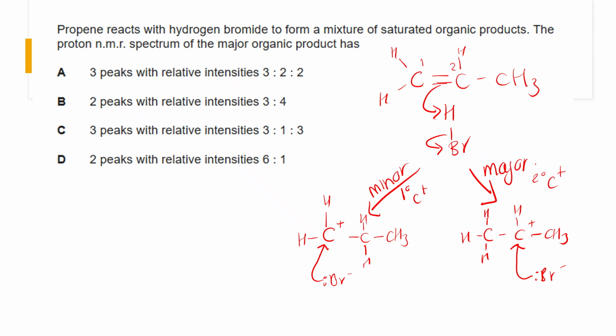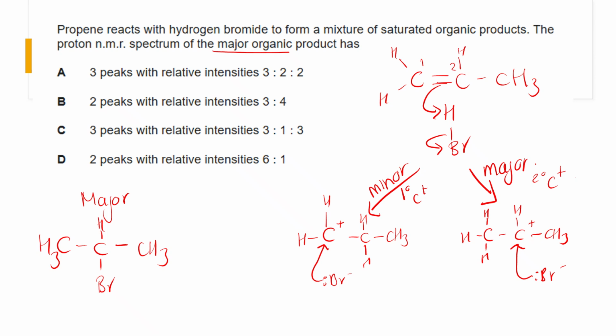So when we read on, you have to think of this in your head, or you need to draw it out. Drawing it out obviously takes time, so the more fluent you are, the better this will be for you. And then the next part says the proton NMR spectrum of the major, so we only care about the major. Our major product is 2-bromopropane. So I'm just going to redraw it over here. So we've got 2-bromopropane, and then it says has. I wouldn't even look at these until you've figured it out.